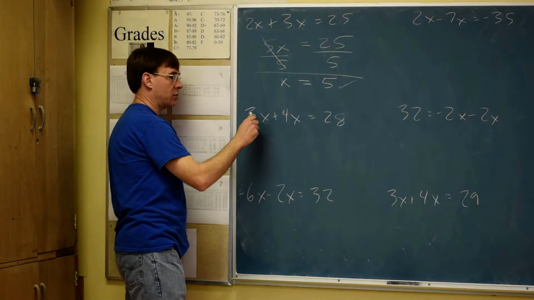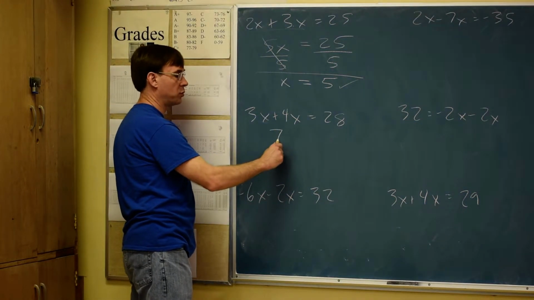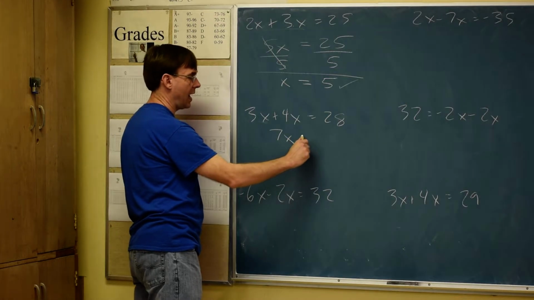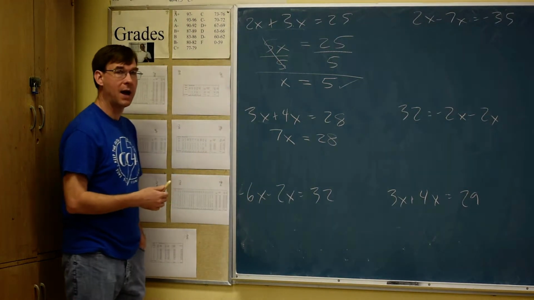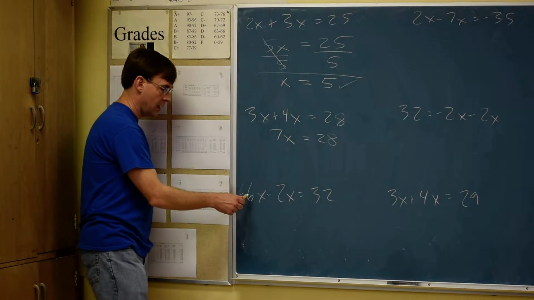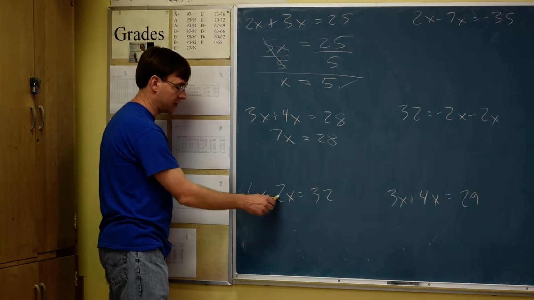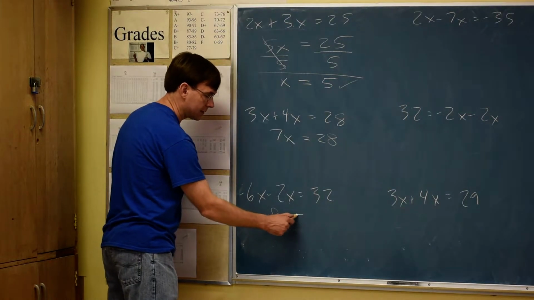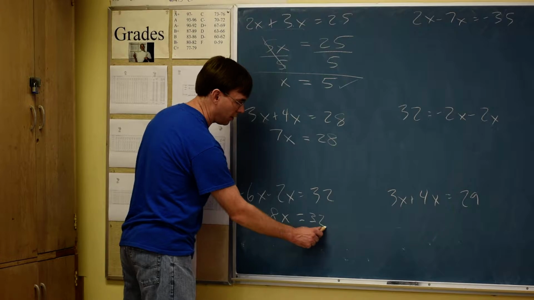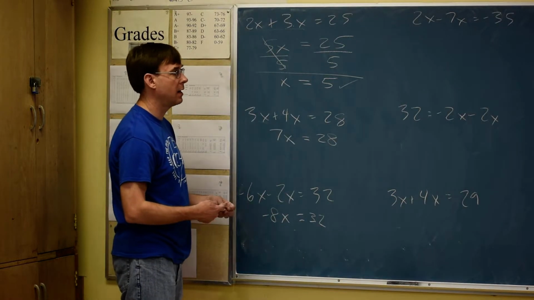These are again like terms. Positive 3, positive 4 makes positive 7. Keep the x, keep the equals, keep the 28, and I'm going to come back there in a minute. Here I'm going to combine these. Negative 6 and negative 2 makes negative 8. Keep the x, keep the equals, 32. I'll be back there in a minute.